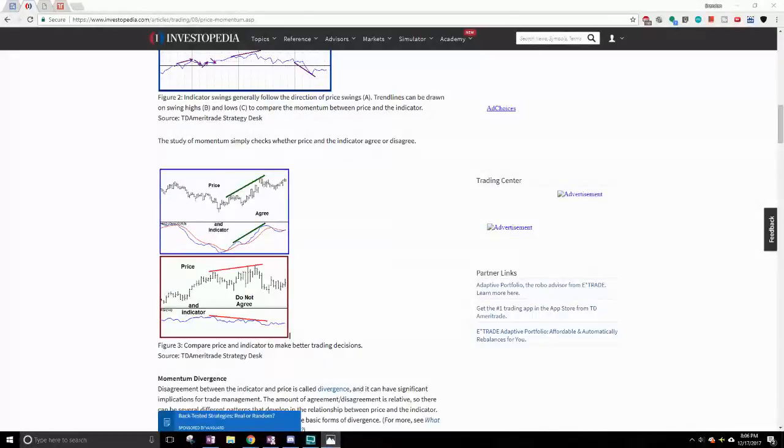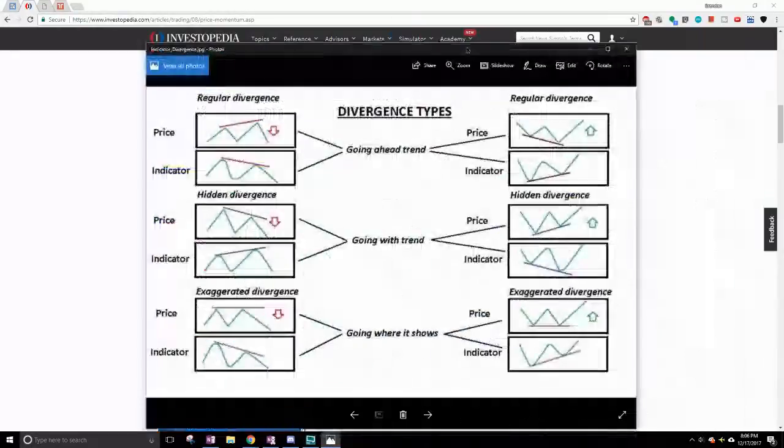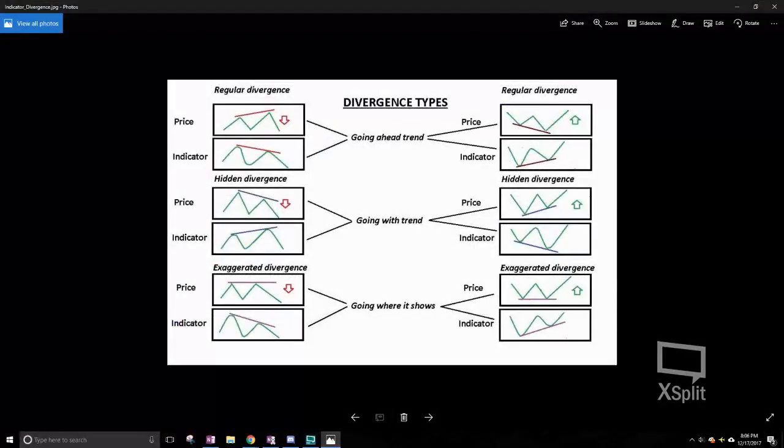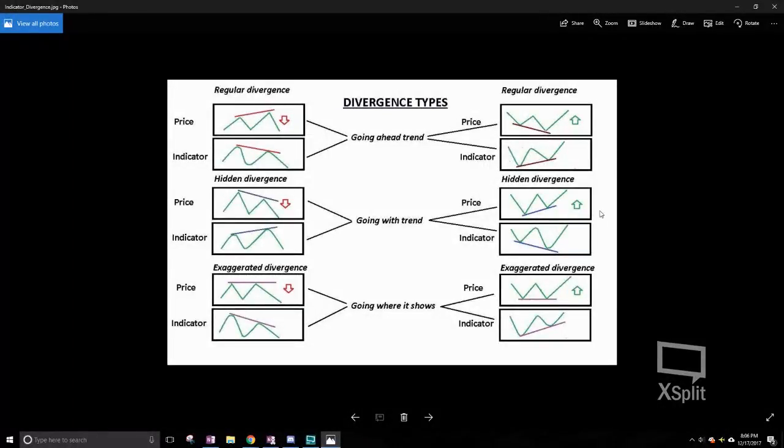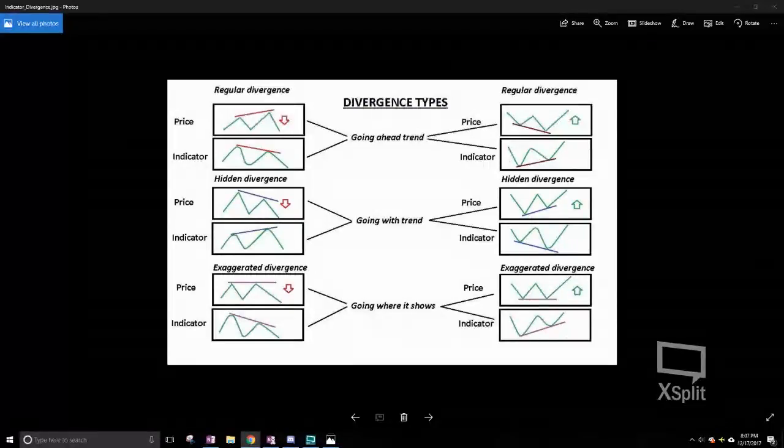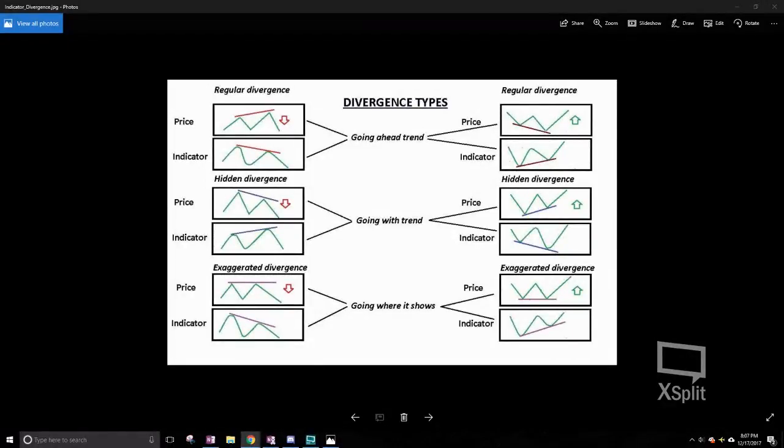Let's go ahead. Let's pull up. There's several types of divergence. Can everybody, is everybody still with me? Are we good? Okay. Just double checking.